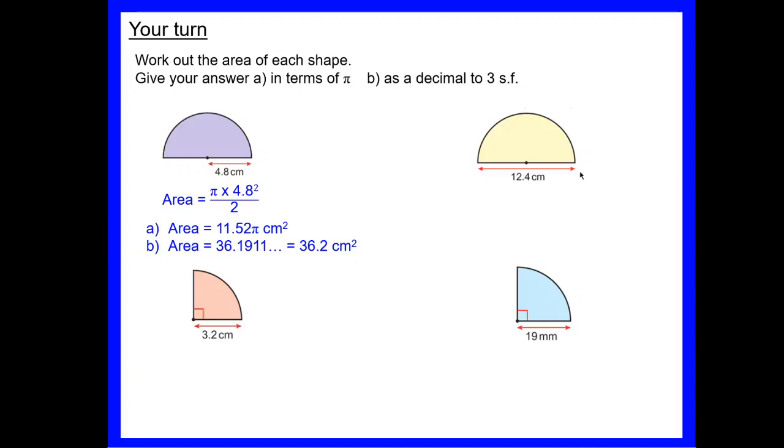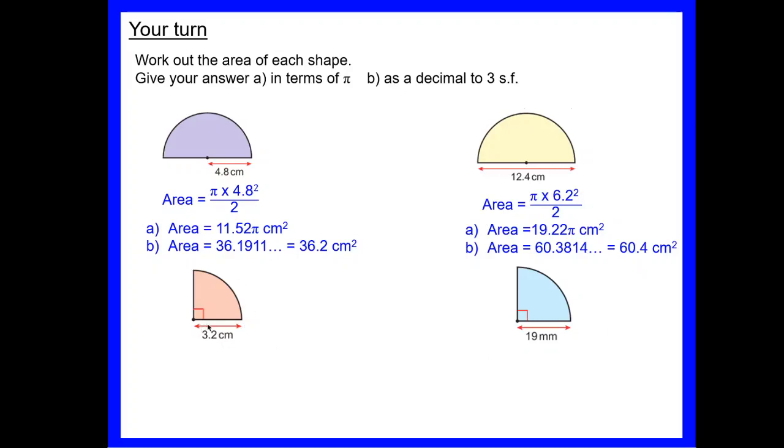Okay, our second question over here then. Now we know the formula is pi r squared, and we've been given the diameter here, so we need half of that. So we're going to do pi times 6.2 squared. Sorry, that should say squared. Okay, there we are. So pi times 6.2, so half of 12.4 is 6.2 squared, divided by 2. So again, in terms of pi, 19.22 pi, and for our decimal, 60.3814, etc. To 3 significant figures, again 1, 2, 3, the 8 makes the 3 into a 4, so we get 60.4 centimeters squared.